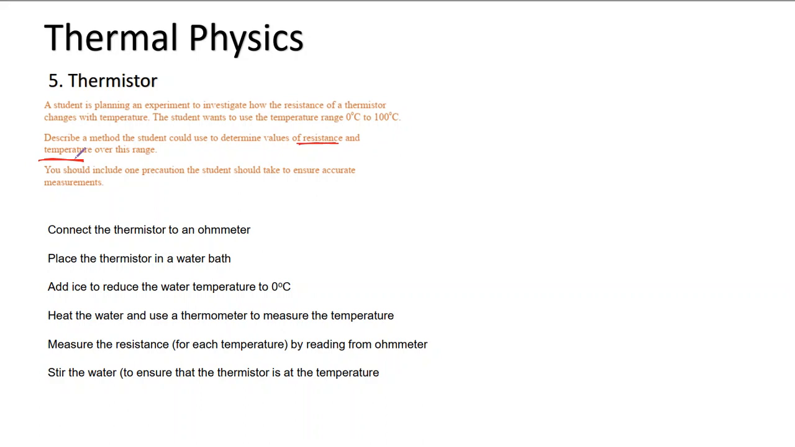So the very first thing you do is use a thermistor connected to an ohm meter that will directly measure the resistance. Now place the thermistor into a water bath. Cool down the water bath and then start heating it. You have to add ice to the water bath to bring it to 0 degrees Celsius. Otherwise, a water bath will be at room temperature. You have to lower it to 0 degrees Celsius using ice. Heat the water and use the thermometer to measure the temperature. Measure the resistance for each temperature by reading from the ohm meter. Stir the water to ensure the thermistor is at the temperature of the thermometer.